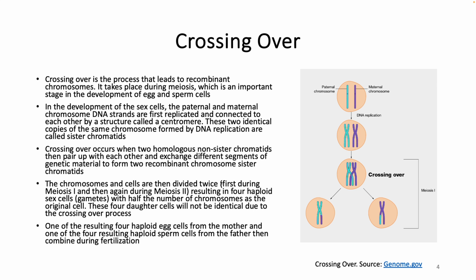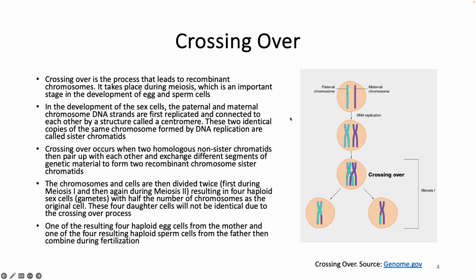When does it take place? Well, crossing over takes place during meiosis, which is an important stage in the development of egg and sperm cells. So these are happening in the development of egg cells and the development of sperm cells before fertilization. So in the development, let's talk about exactly what this process looks like. And I've got a nice little graphic here that will also illustrate it as we go along. So this again is the first stage where a cell has a paternal chromosome and a maternal chromosome, and they're labeled blue and purple colors.